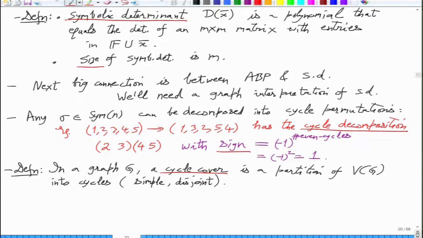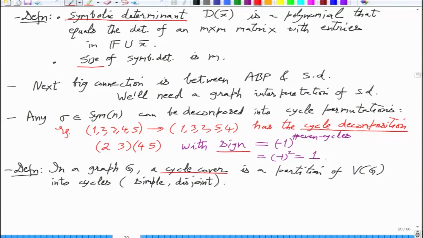And so by the above connection, you can see that a cycle cover is basically a permutation as well on the vertices. It can be thought of like that, and it has an associated sign. So this is now the place where you can see the connection between the determinant and the underlying graph. So what does a determinant compute of a graph? Any questions about the definition?